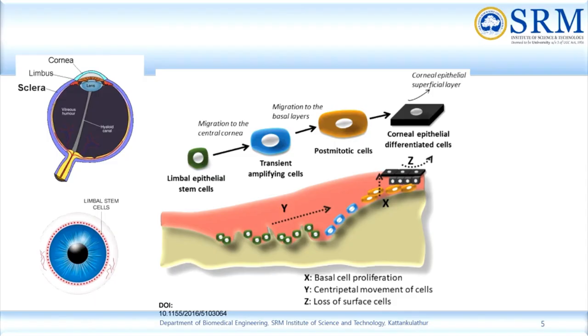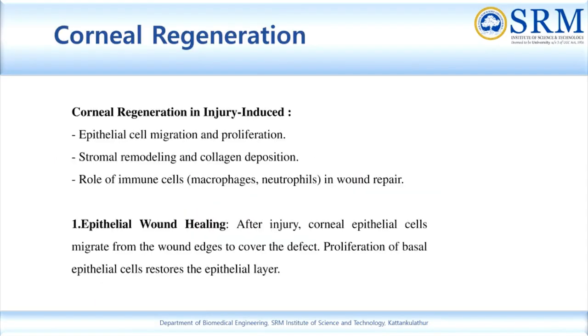light is also reduced. So next, coming to the corneal regeneration in injury-induced models, the epithelial cells will migrate and proliferate, and then there is stromal remodeling followed by the collagen deposition that takes place. There is also a major role played by the immune cells such as macrophages and neutrophils that are helping in the wound repair. So we will see them one by one.